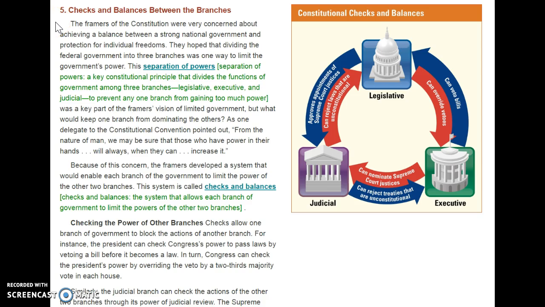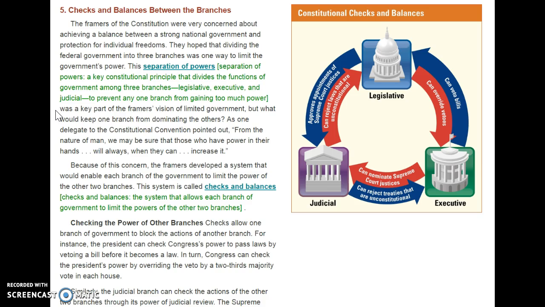The framers of the Constitution were very concerned about achieving a balance between a strong national government and protection for individual freedoms. They hoped that dividing the federal government into 3 branches was one way to limit the government's power. This separation of powers is a key constitutional principle that divides the functions of government among 3 branches: legislative, executive, and judicial, to prevent any one branch from gaining too much power. This separation of powers was a key part of the framers' vision of limited government.